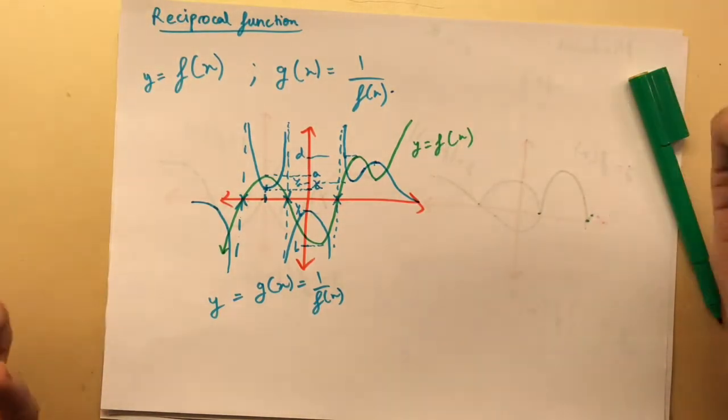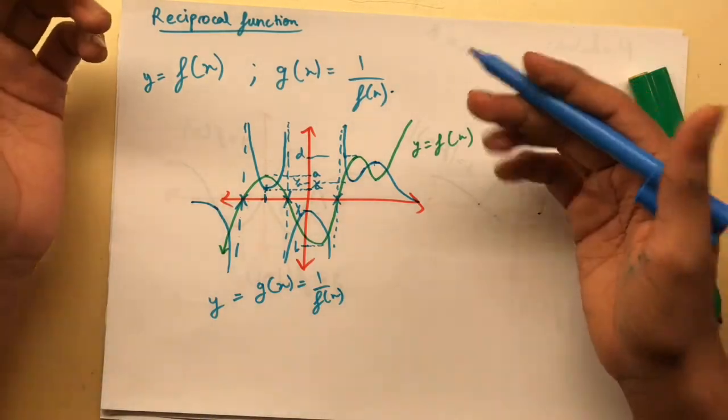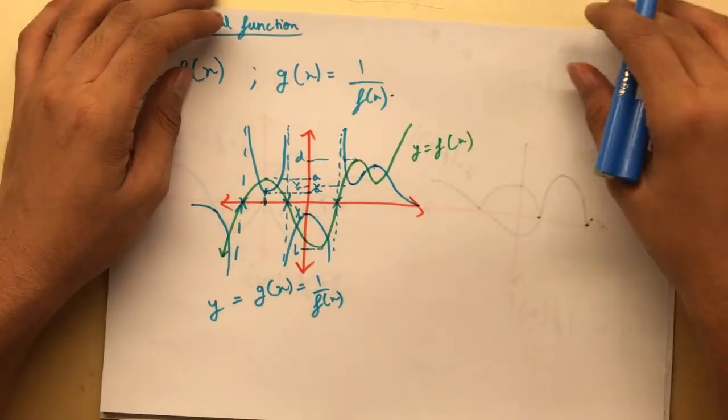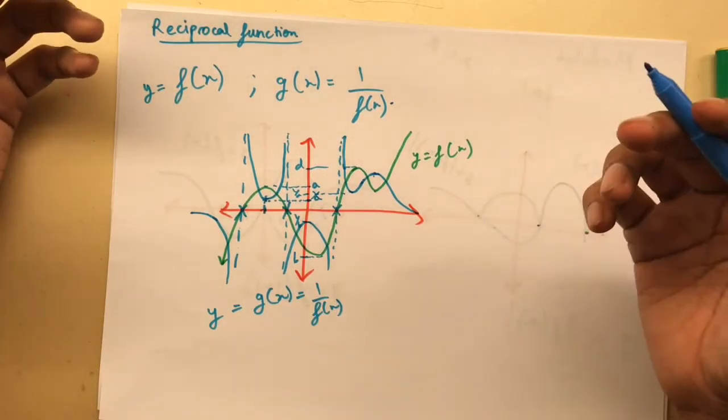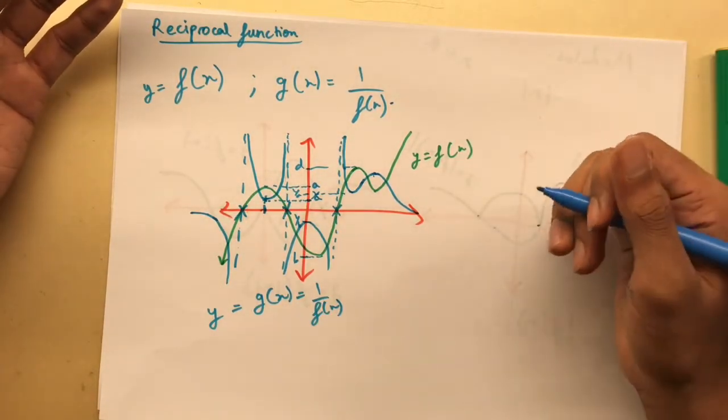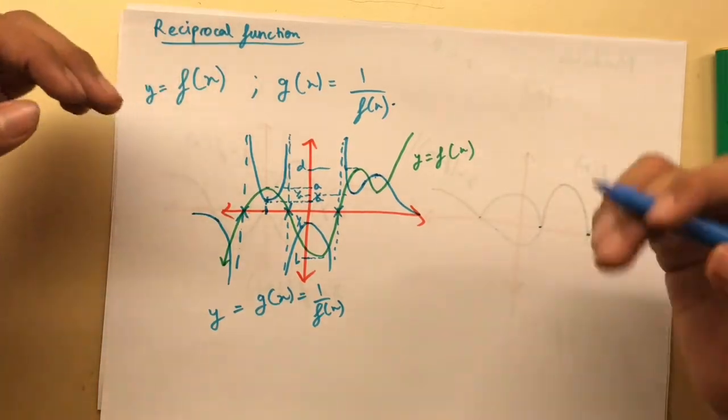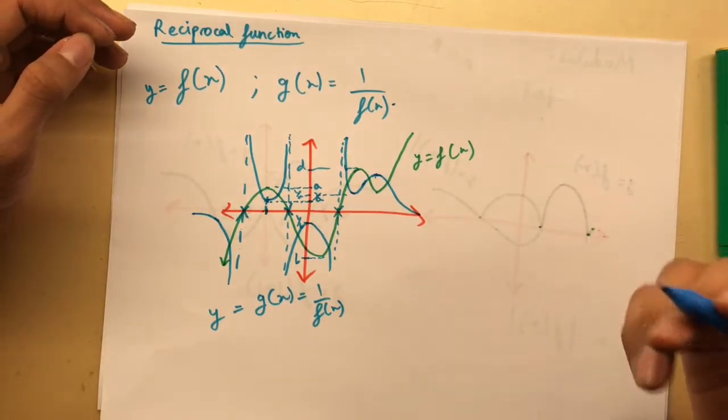So what you have to do is examine f of x and think about what g of x would be considering it's 1 upon f of x. Although this might seem vague, there are things that we can generalize.